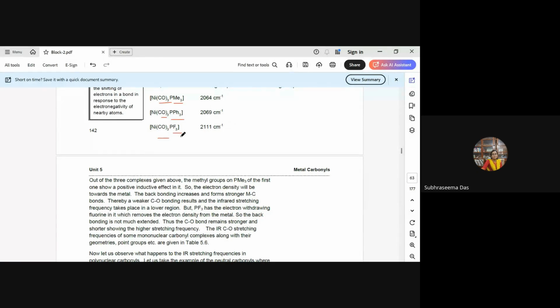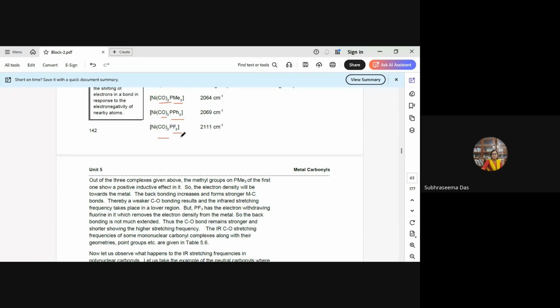Now, when we talk of the PF3, this PF3 has electron withdrawing fluorine. So because fluorine is present, which is electron withdrawing in nature, because of this electron withdrawing group, the electron density which was present in the metal is removed from the metal. So once the electron density is removed from the metal, the extent of pi bonding becomes slow.